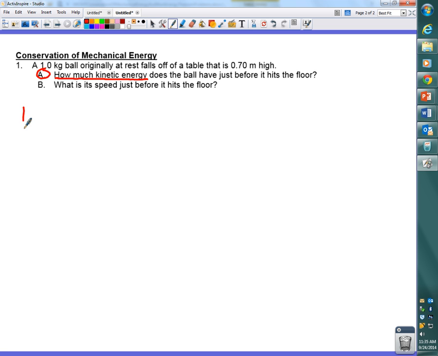So in part A, we know that we're looking for kinetic energy. If we're looking for kinetic energy just before it hits the floor, what part of the problem are we dealing with? The beginning part of the problem or the ending part of the problem? The end. So really, we're looking for the final kinetic energy, right? How much kinetic energy does it have at the end of this problem? Just before it hits the floor. Because after it hits the floor, that's something different. But just before it hits the floor, we're still good. Okay.